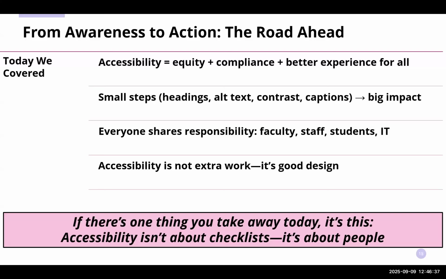And the responsibility does not fall on just one person or one department. Accessibility is a shared effort across faculty, staff, students, IT teams, and other departments as well. Everyone has a role to play in building inclusive learning environments. The most important mindset shift: accessibility isn't extra work, it's just good design. It's about making choices that are smarter, more thoughtful, and more inclusive from the start.